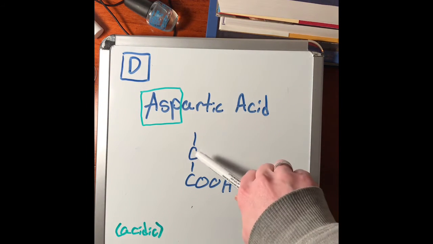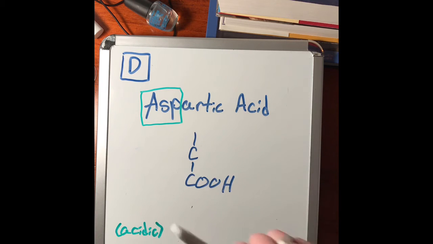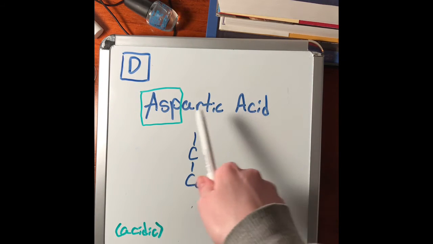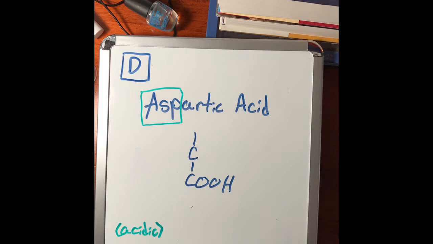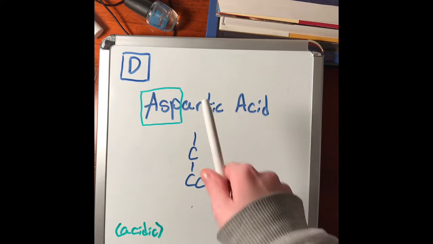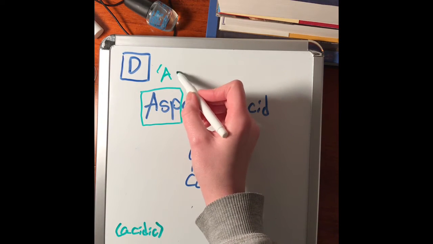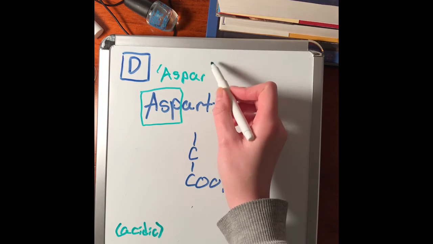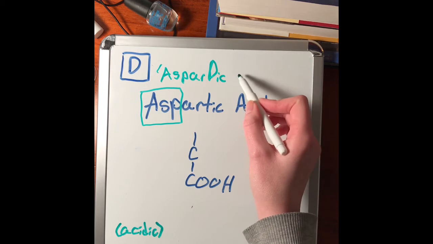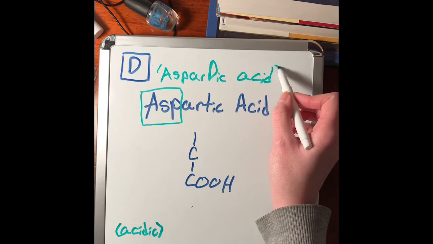The structure is a carbon with a COO group attached, and there's only really one kind of trick I know for memorizing this structure, and that is, even though there isn't a D in aspartic, if you soften that T, it kind of sounds like aspartic acid. So you can connect it to the letter D that way.